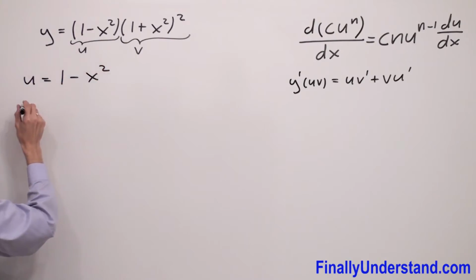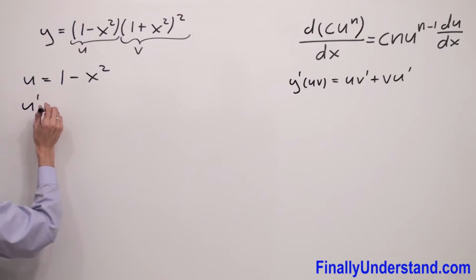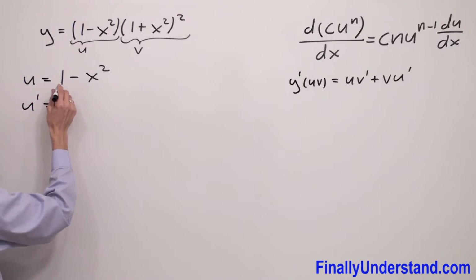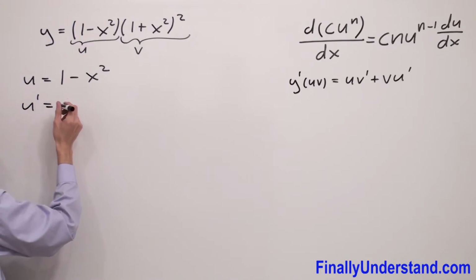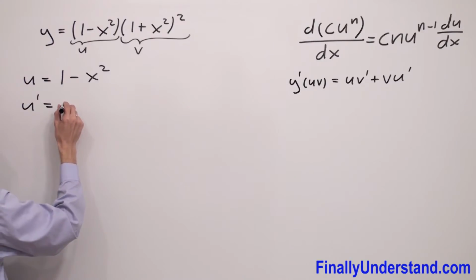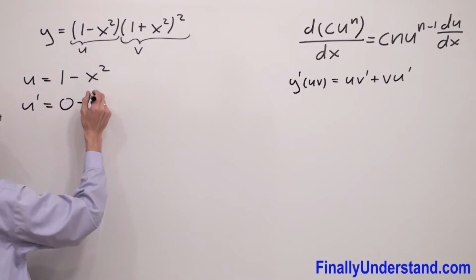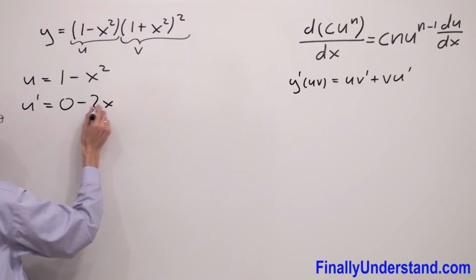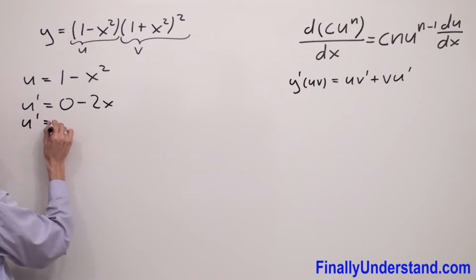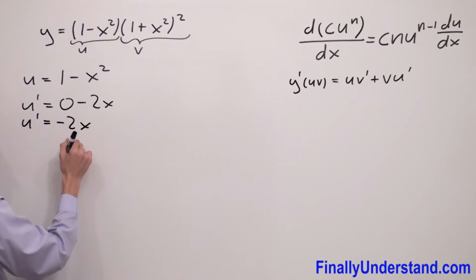Next, you're supposed to find the derivative of it. So u prime is equal, derivative of a constant is 0. I'm supposed to copy down the sign. We can write the 0 at this moment. 0 minus, and the derivative of x squared is equal to 2x. So u prime is equal to negative 2x.